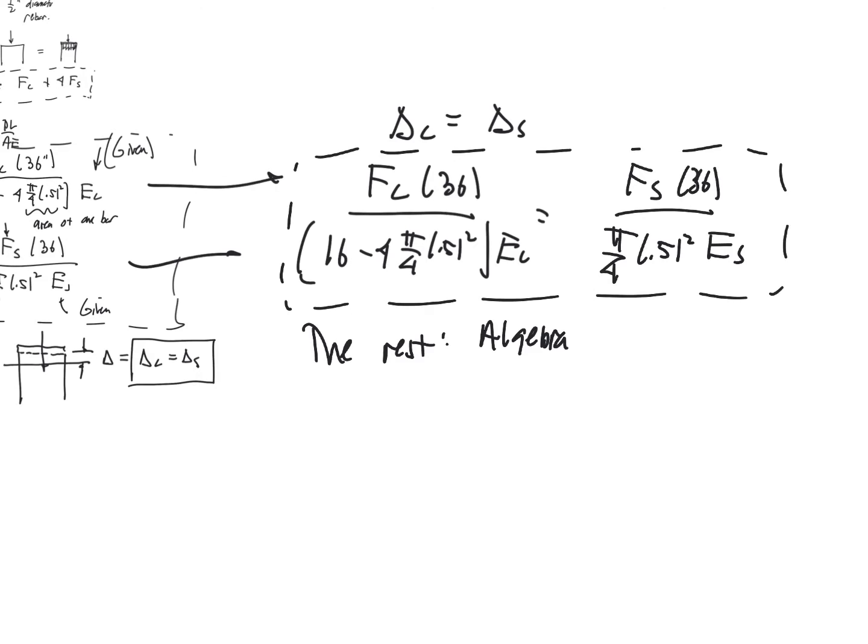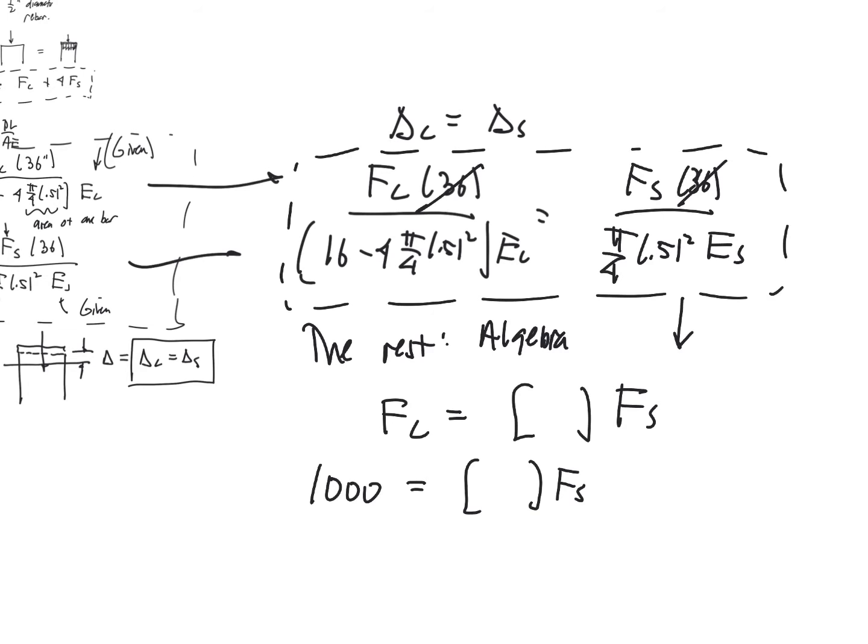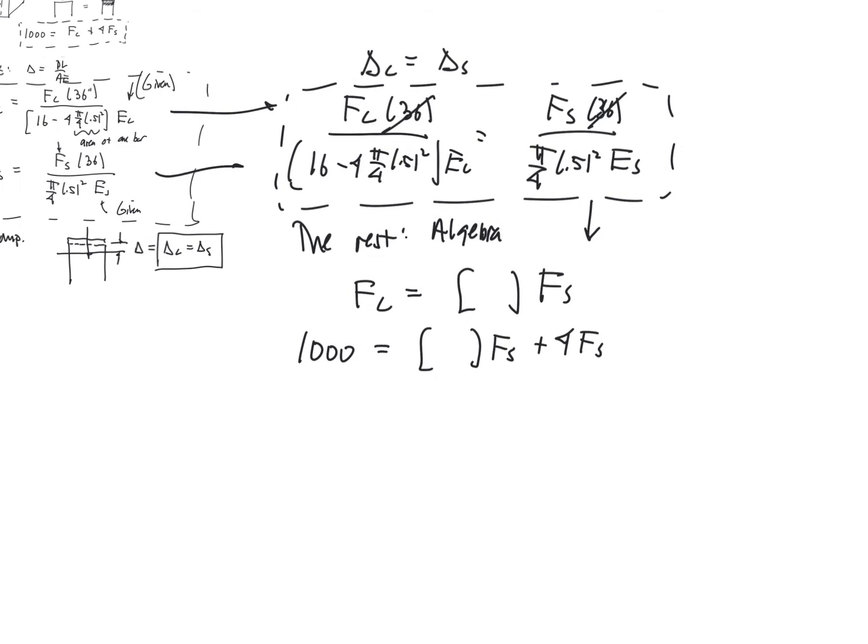But what we want to do is, first off, if we equate these two, we would cross those out, like so. And we would have that FC is equal to, if we bring these guys up, some factor times Fs. So in other words, we take this formula and we write it like this. Then this statement goes back into equilibrium. We have 1,000 is equal to FC, which is whatever factor we have times Fs, plus 4 Fs. And then we can solve. Solve for Fs. And then we can use equilibrium to solve for the force in the concrete.